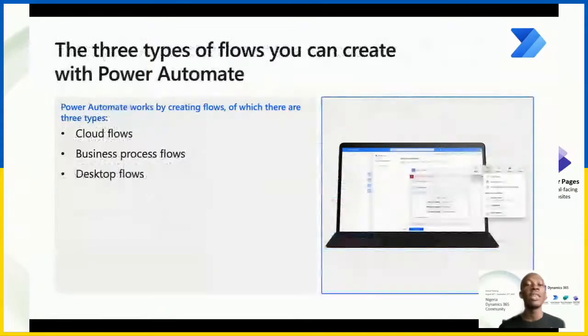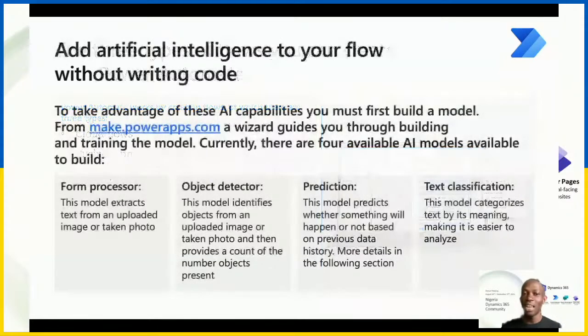Yeah, you have the three types of flow that you can create. I think I've mentioned this as well. We have the cloud flow, we have the business process flow, and we have the desktop flow. Yeah, adding artificial intelligence to your flow without writing code. So you don't necessarily have to write the code. You can just add the function of AI using the AI Builder to do some things.